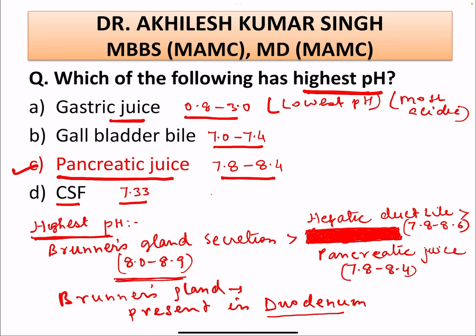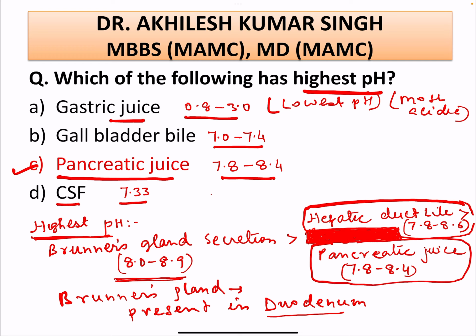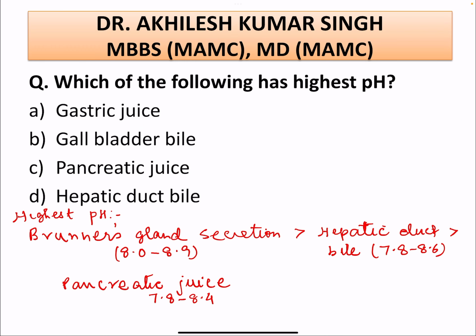If not given in the option, then go for the hepatic duct bile, whose pH is 7.8 to 8.6. If not given in the option, then go for the pancreatic juice, whose pH is 7.8 to 8.4. So in this question, Brunner's gland is not given, hepatic duct bile is not given, so the answer will be pancreatic juice, right?